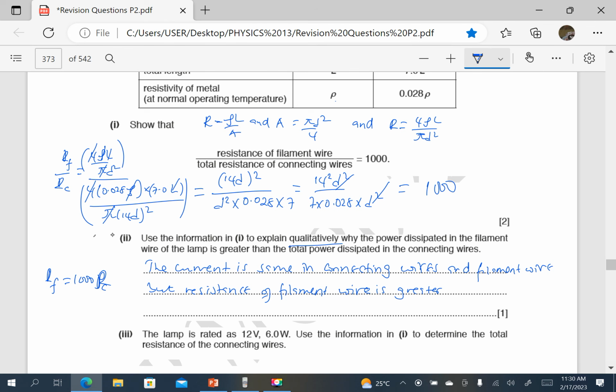The resistance of the filament wire is greater. And also note that power is equal to I squared times R. If the current is the same, the one which has a greater resistance has the greater power. The filament wire has a greater resistance.